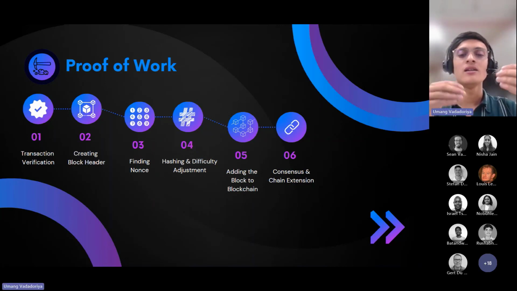Then it's back to the grind for the miners, who start working on the next blocks, building upon the chain and keeping the whole system running smoothly. So that's proof of work, a fascinating mix of detective work, math puzzles, and digital rewards, all working together to keep the blockchain safe and sound.